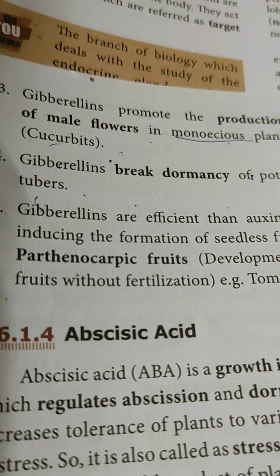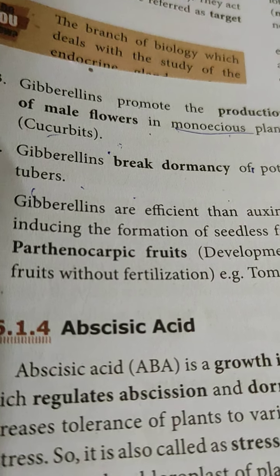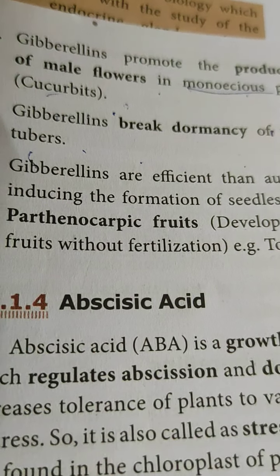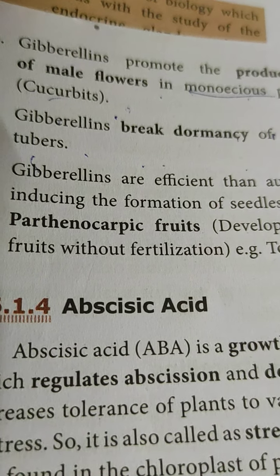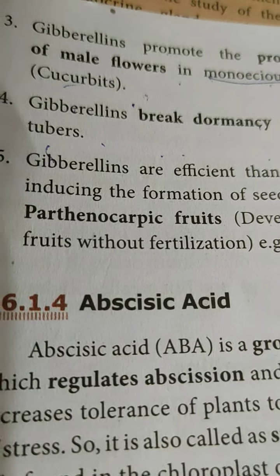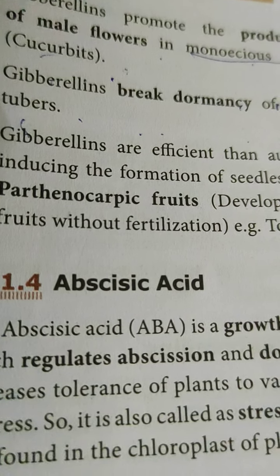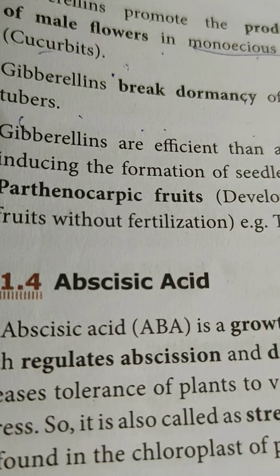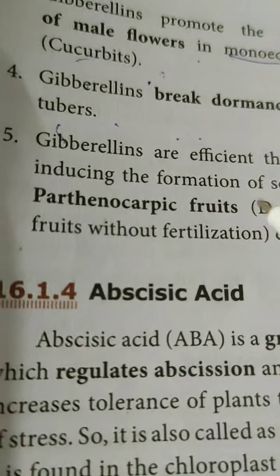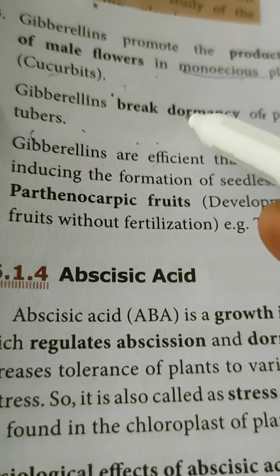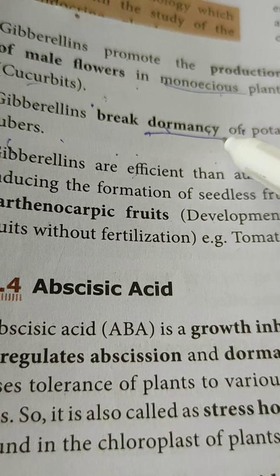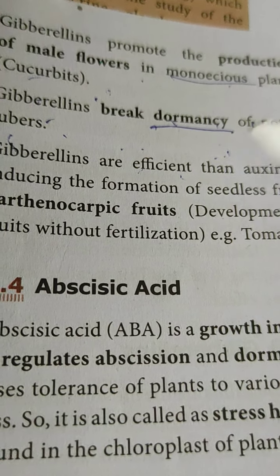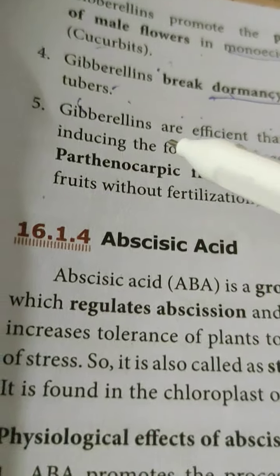Gibberellins break dormancy of potato tubers. When we keep potato tubers at home, they stay for a long period of time, and a potato plant grows from the potato tuber. If we apply gibberellin to the potato tubers, whatever we are eating, we can get new plants from them. That is called gibberellins breaking dormancy. Dormancy is nothing but the inactive period. Plants will not grow from the potato tuber, but if we apply gibberellins, we can get new plants.